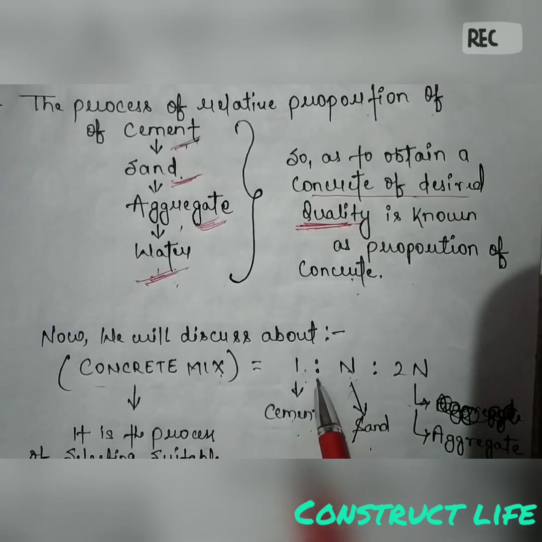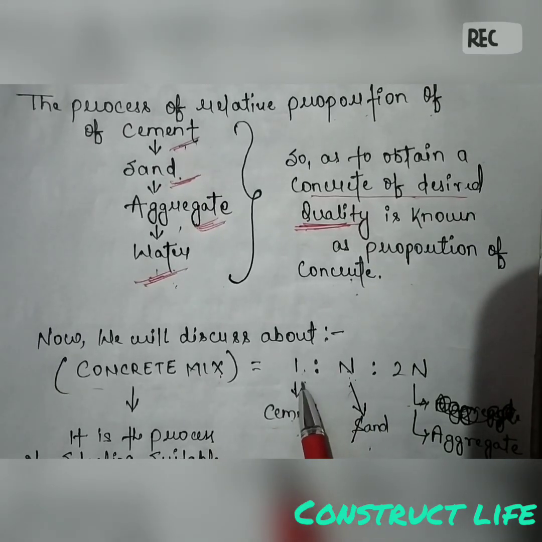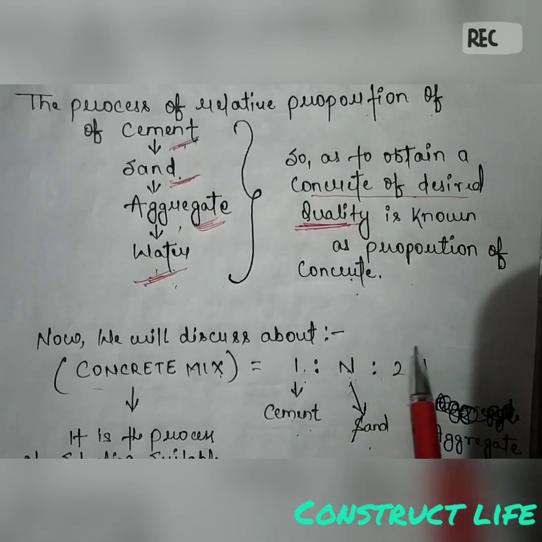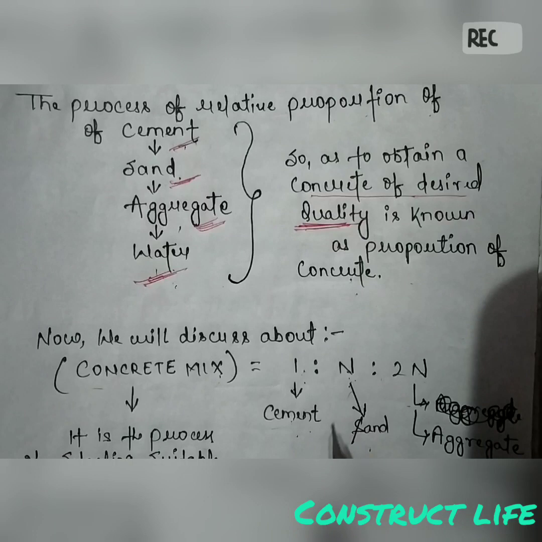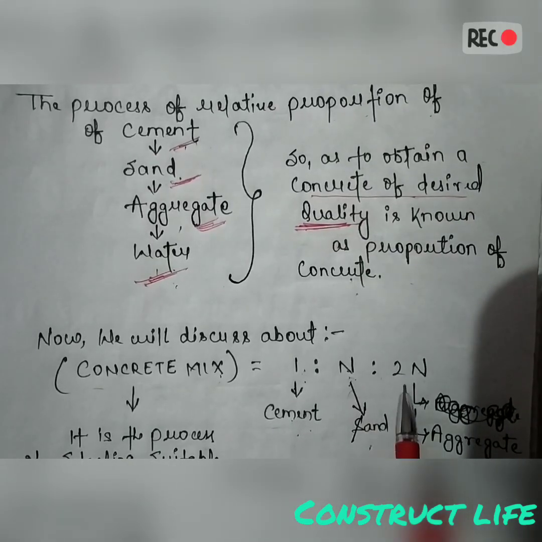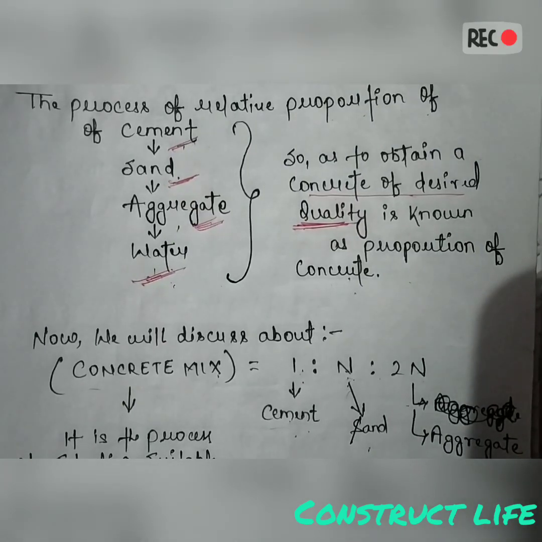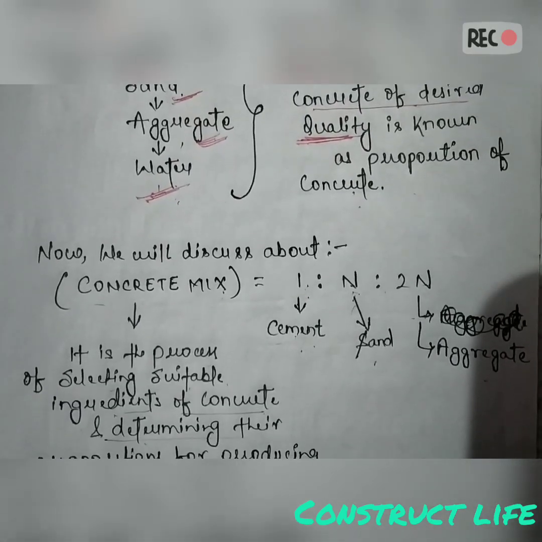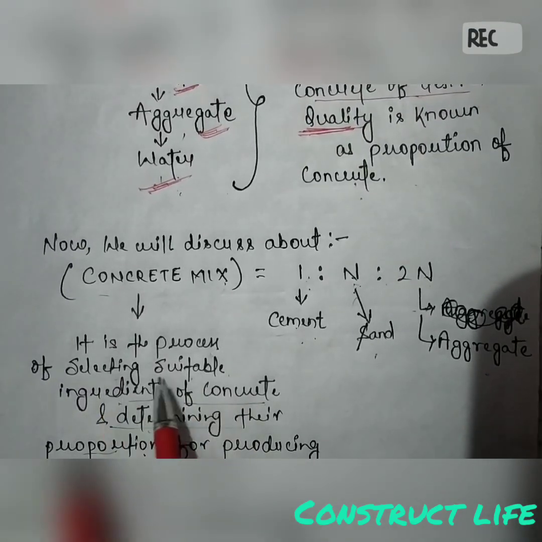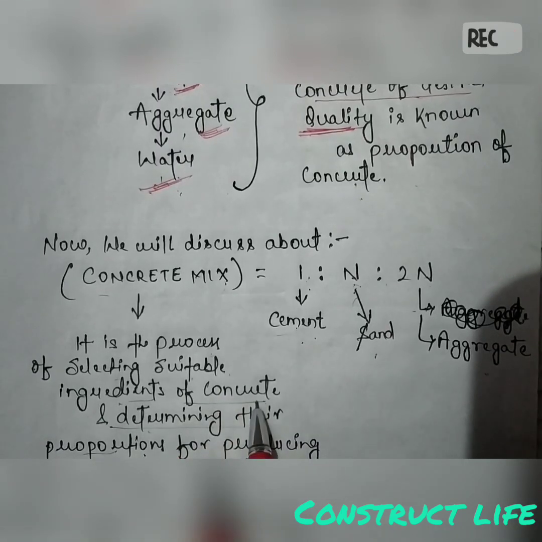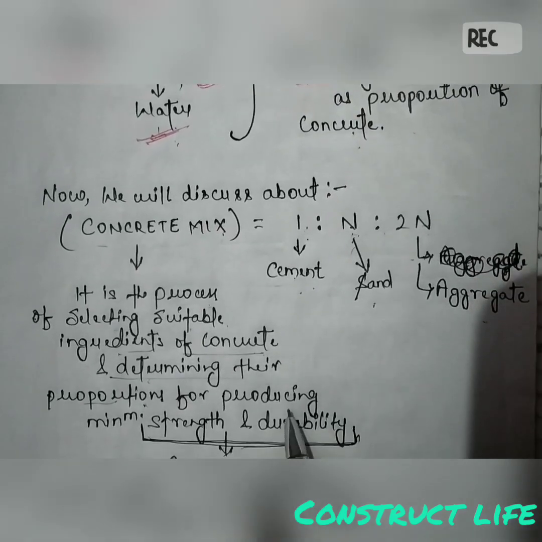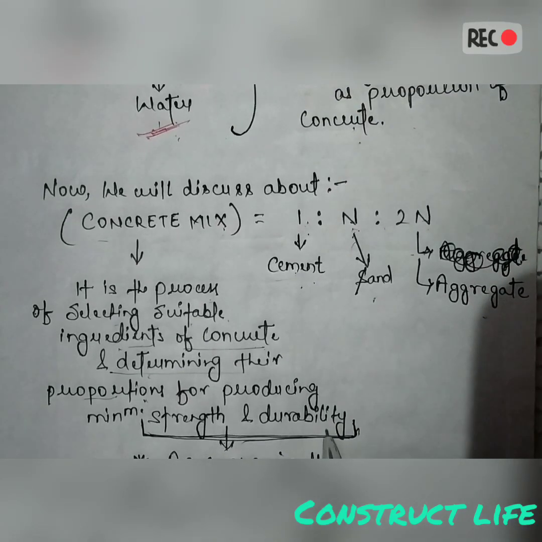So let's see, here I have written a formula that is 1 is to n is to 2n. It's basically derived from Indian Standards. 1 stands for cement, n indicates sand and 2n for aggregates. So let's see what concrete mix basically means. It is the process of selecting suitable ingredients of concrete and determining their proportions for producing minimum strength and durability.